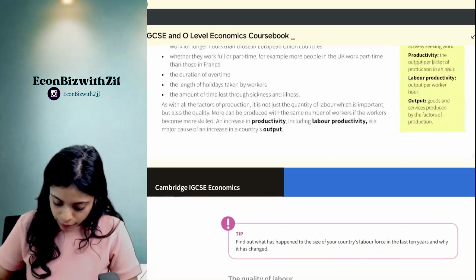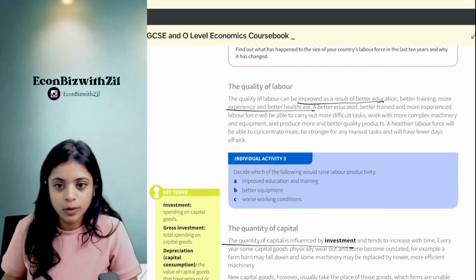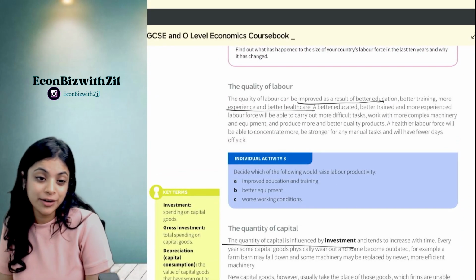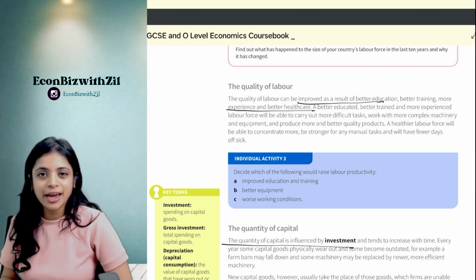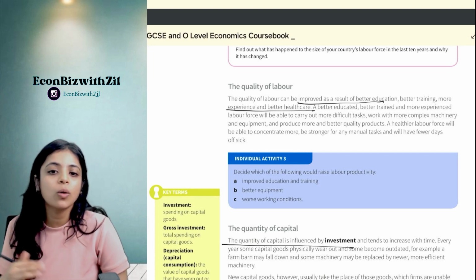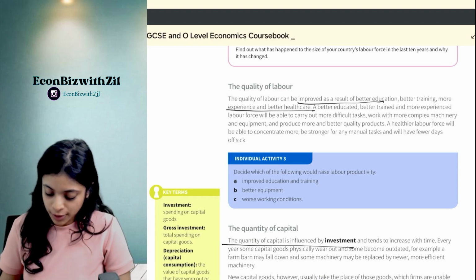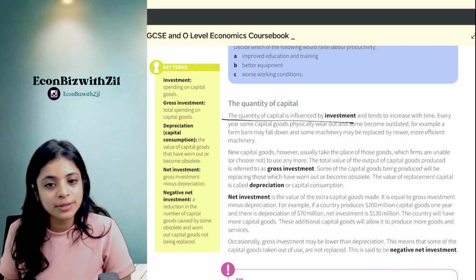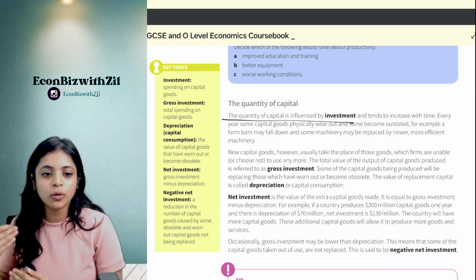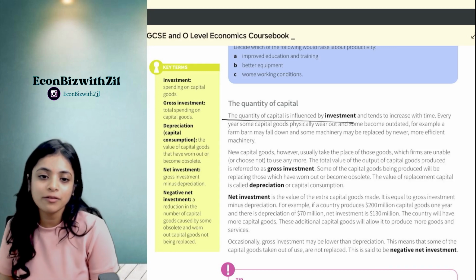Okay, moving forward, the quality of labor obviously can be improved with better education, training, more experience, better healthcare, a very good working environment. All of this can improve the quality of labor. Okay, moving on to the next, the quantity of capital can be increased with more and more investments.